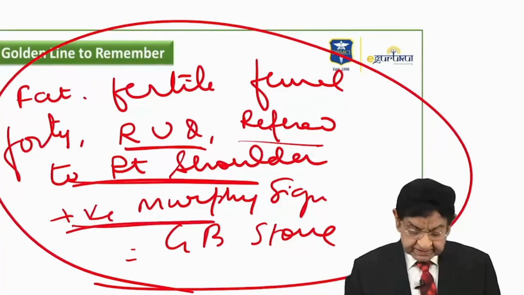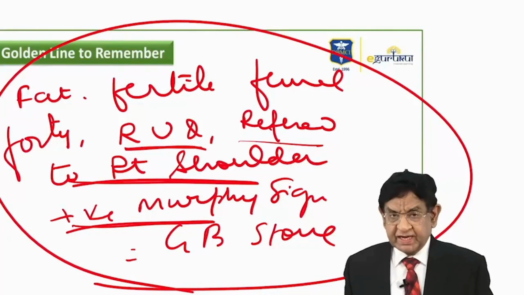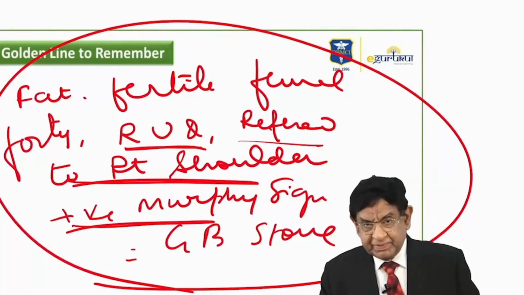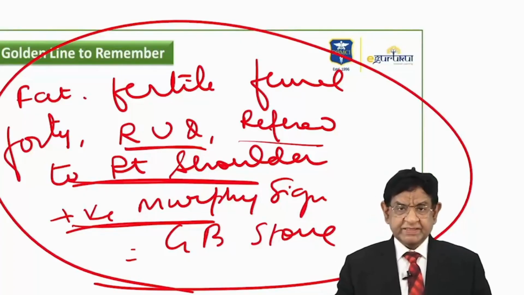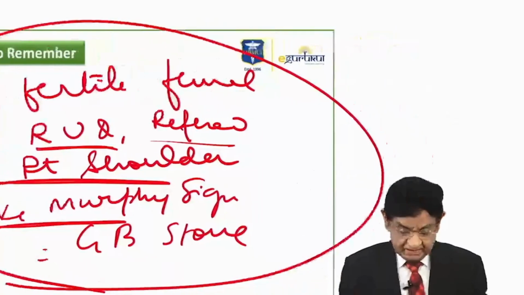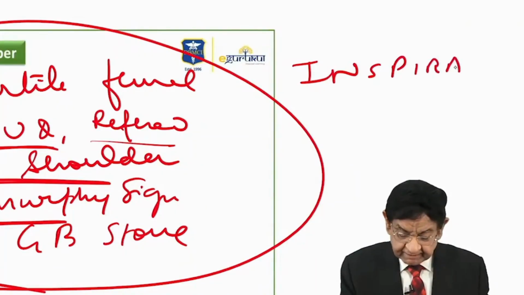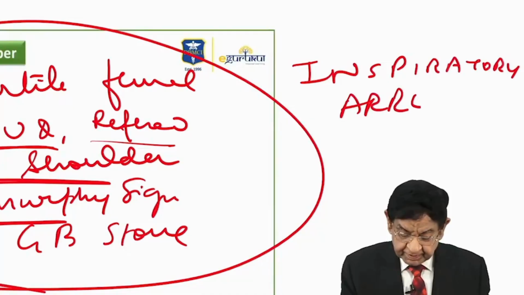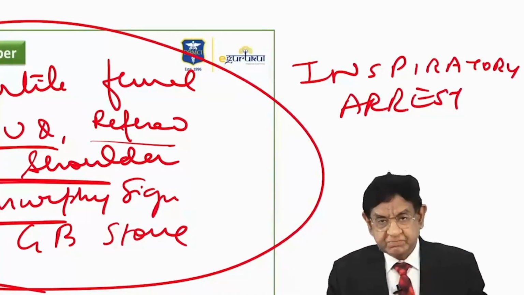Positive Murphy's sign, which the examiner will ask you: when the abdomen was palpated, we asked the patient to take a deep breath, and there was an inspiratory arrest. Inspiratory arrest. This is gallbladder stone with cholecystitis.